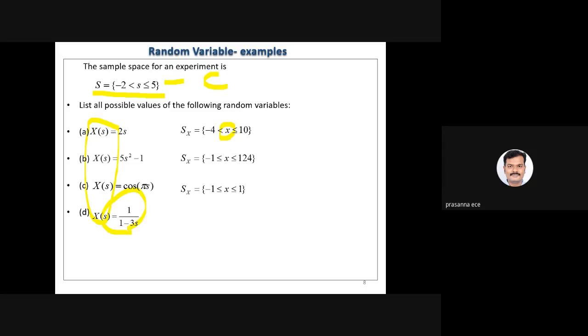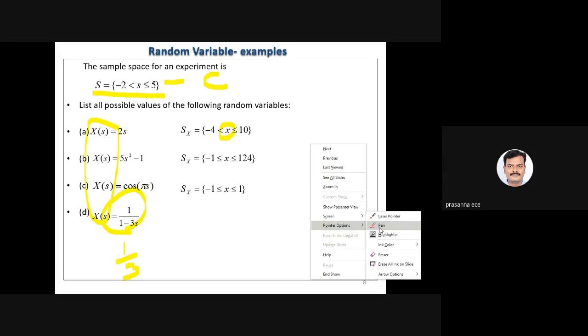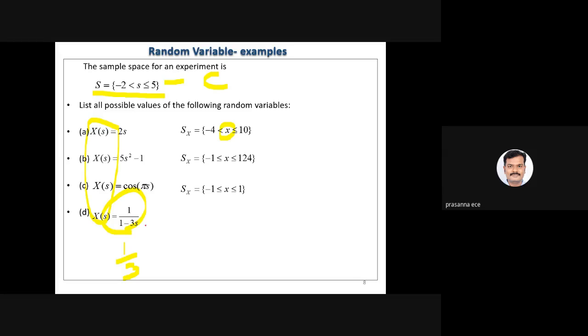So here you have a function where it behaves in a peculiar way near the value of 1 by 3, right? So when s takes a value of 1 by 3, what happens to this value? See, when s equal to 1 by 3, this value becomes infinite, right? So how will you accommodate that infinite value while listing all possible values of random variable X?